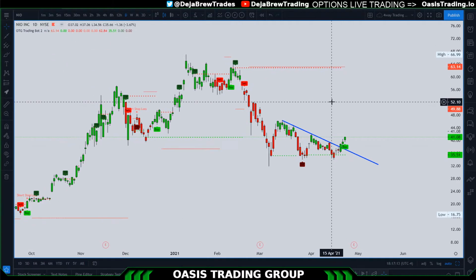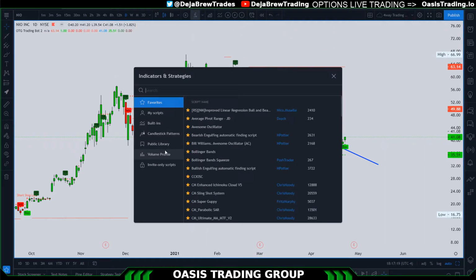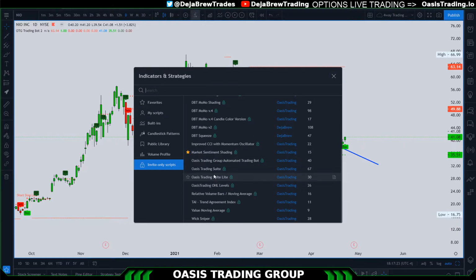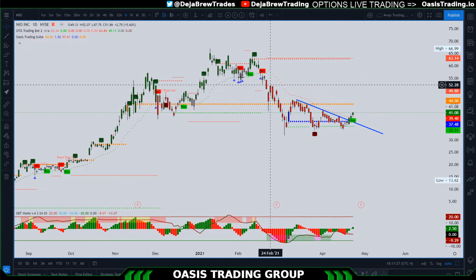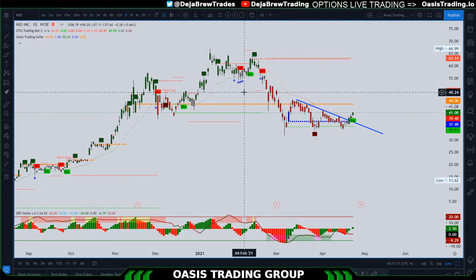Now, another thing that I like to do is throw in some other indicators as confluence. The indicators that I like the most, if you guys are in Discord, are the Oasis Trading Suite and the Momo. The problem with using the Oasis Trading Suite is it colors your candles the same way the bot does. It's a different formula, but they both color your candles, right?